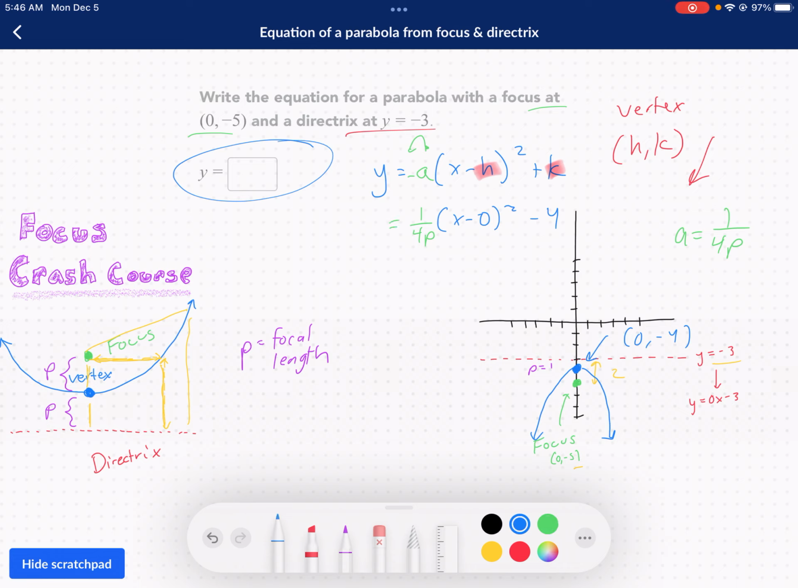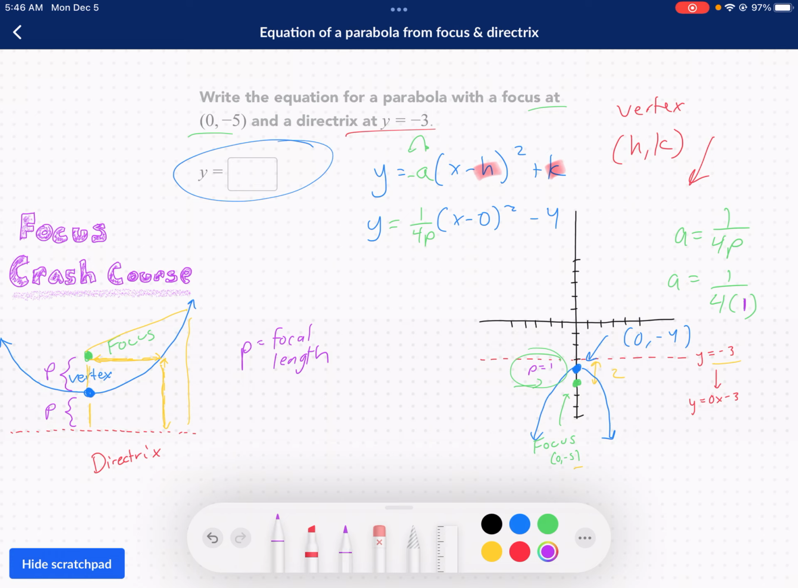So we can go ahead and do some calculations here. We know that a equals 1 over 4, and then we know our p equals 1. That's what we found out based on that distance. So p equals 1. Let me actually change it to purple. So we know p equals 1. That was the focal length that we found.